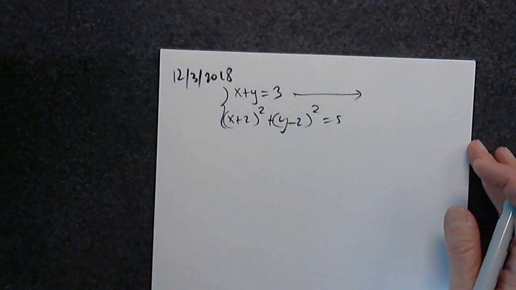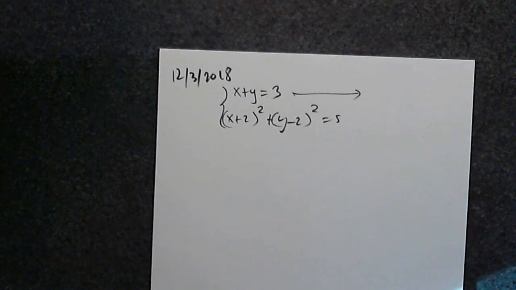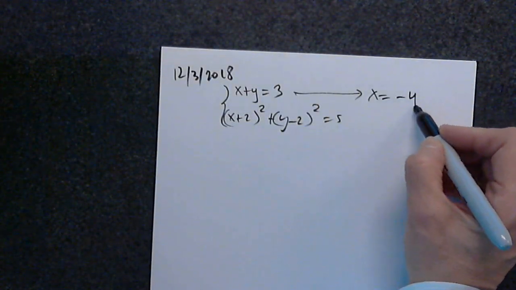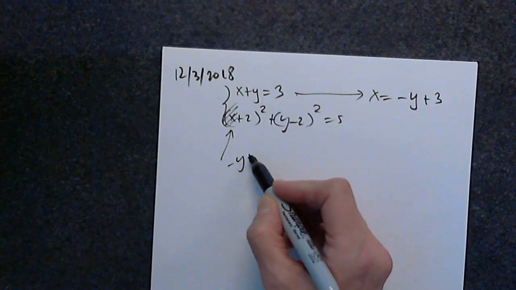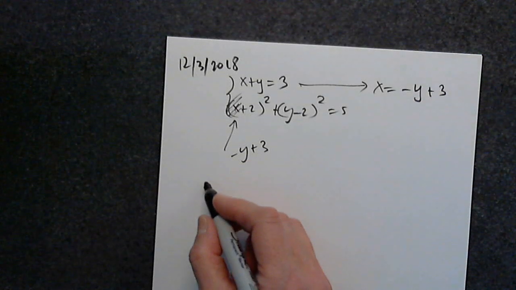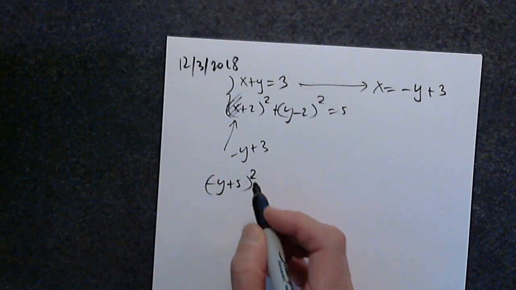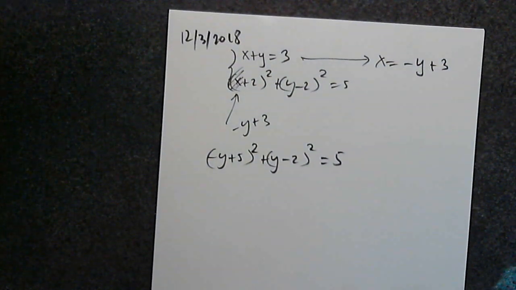So we can do exactly what you did. I mean, x or y doesn't matter. Okay, so then x equals negative y plus 3, and we have to replace it here. Negative y plus 3 plus 2 will be negative y plus 5, everything squared, plus (y minus 2), everything squared equals 5.